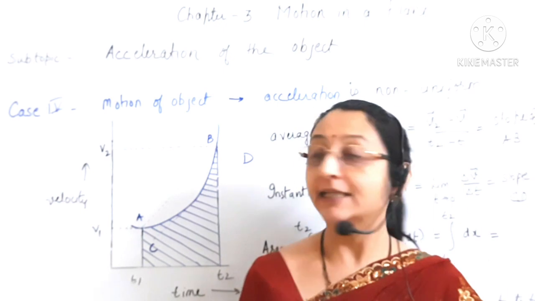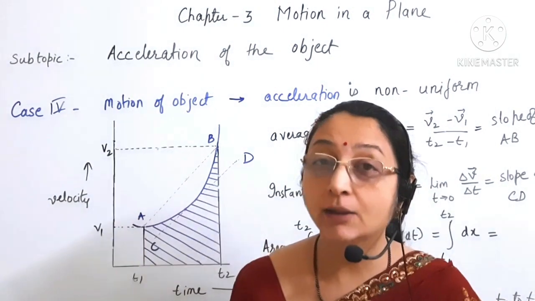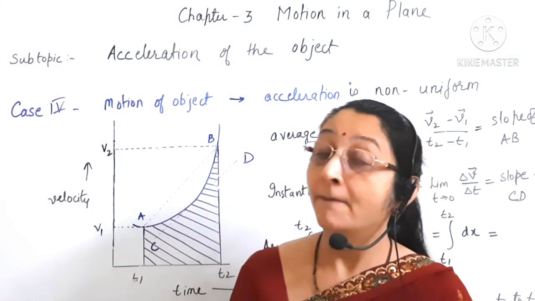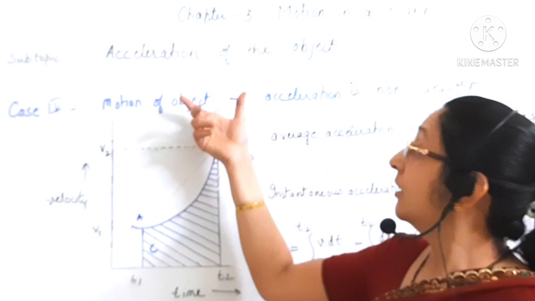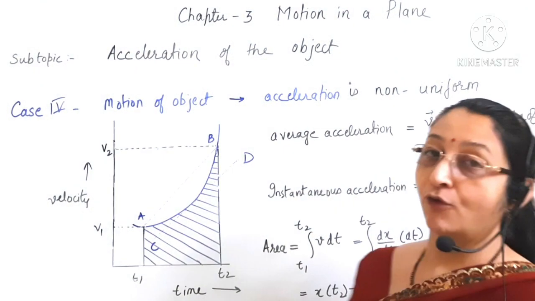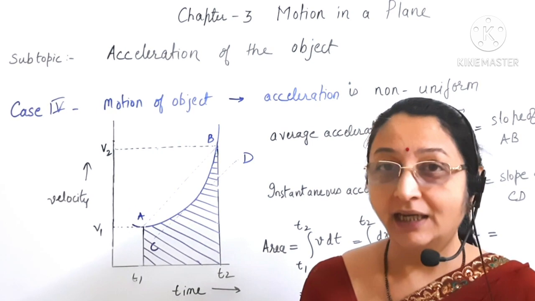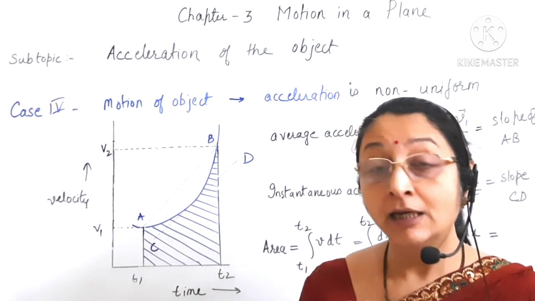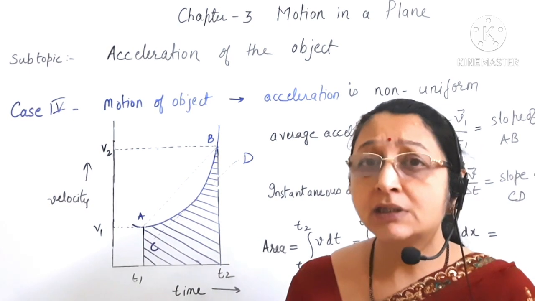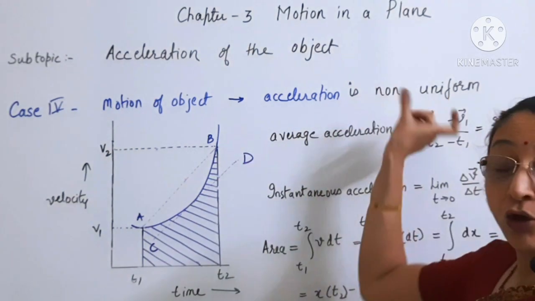The next case, that is the fourth case, is the motion of the object, but how the acceleration of the object is non-uniform. म्हणजे पार्टिकलचं जे ॲक्सिलरेशन आहे ते युनिफॉर्म नाही आहे. म्हणजे व्हेलॉसिटी ही चेंज होते. The acceleration is non-uniform.